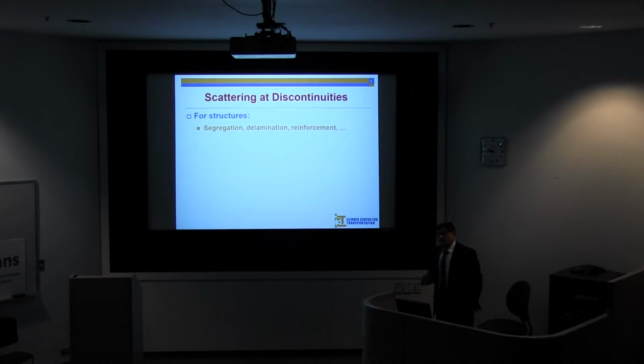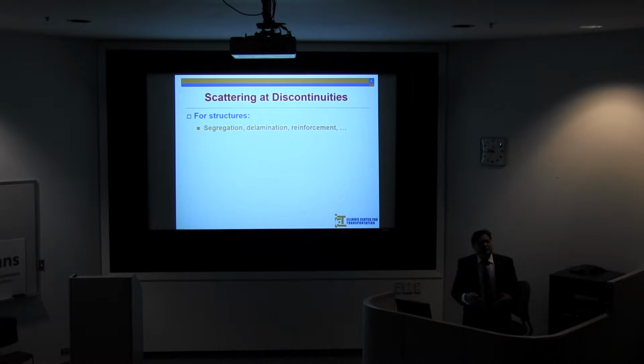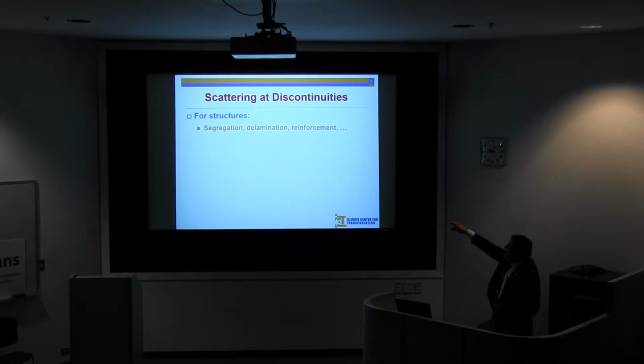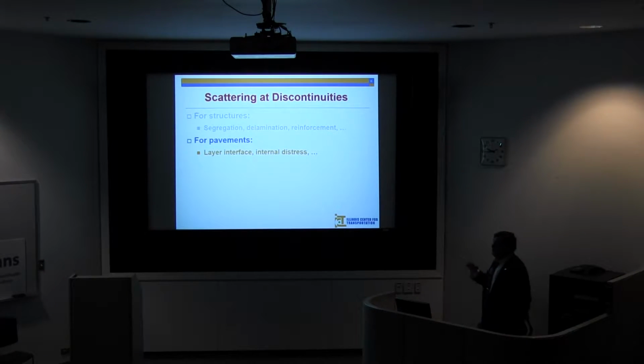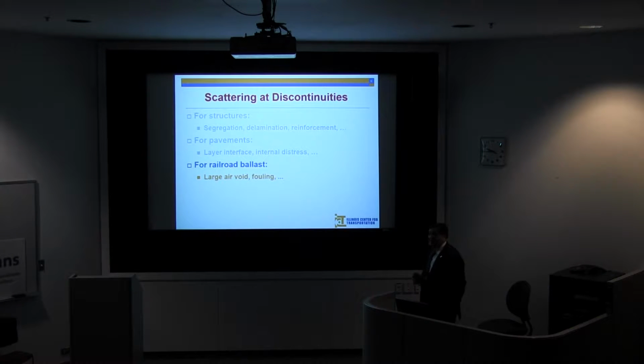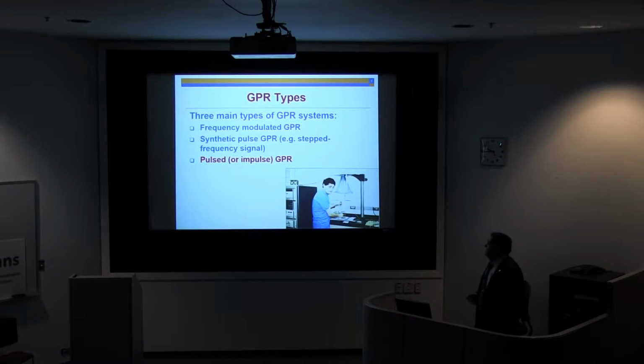So now we're going to be using this as part of what we refer to as scattering. I can use this for structures to see if there is any segregation, delamination, reinforcement. For pavements, to see different layers and distresses. And railroads can use it to find large air voids and if you have any fouling, which is clay in the voids of the ballast.